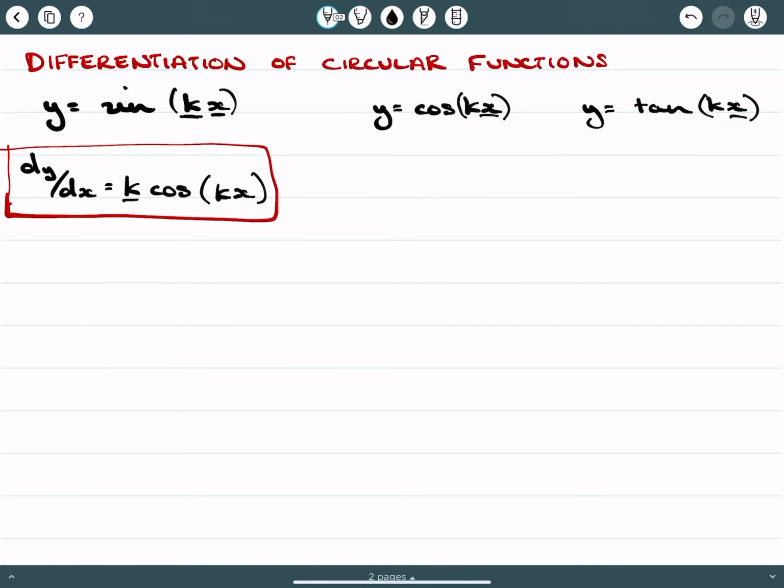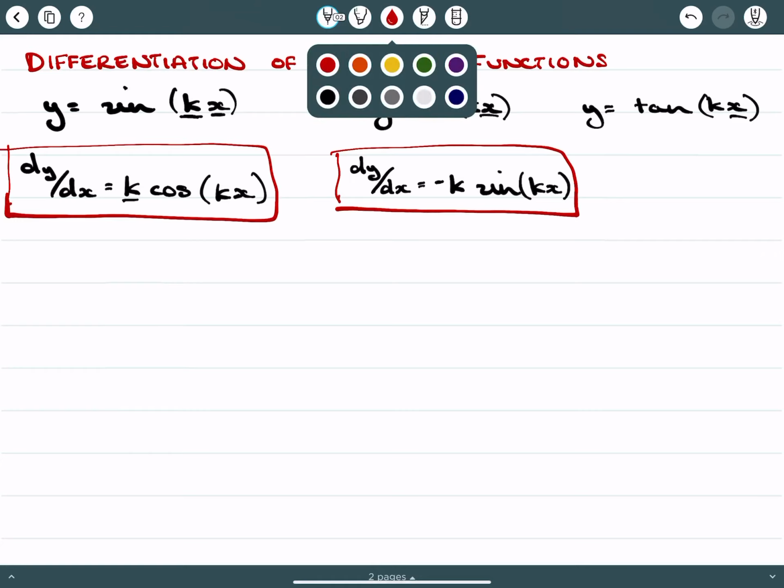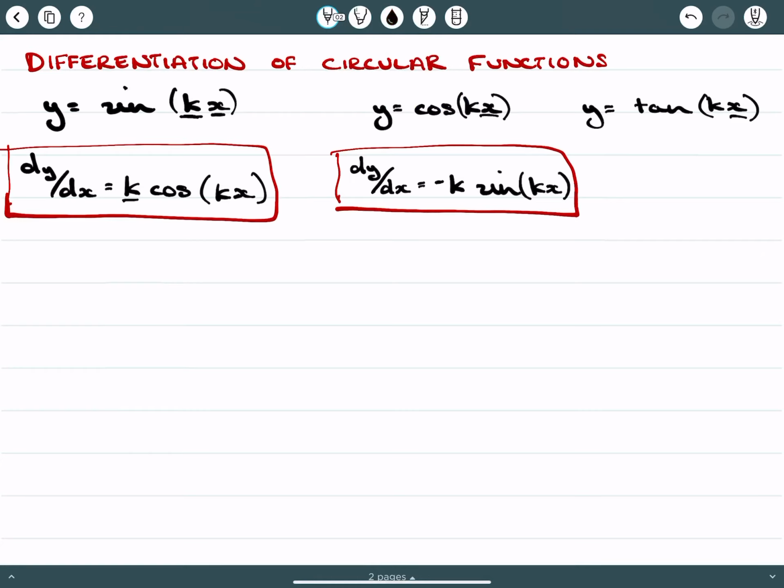When we're differentiating cos(kx), dy/dx is going to be negative k sin(kx), and we must remember that. That's another rule that you must remember. Now, before I get to tan, I just want to have an example here.